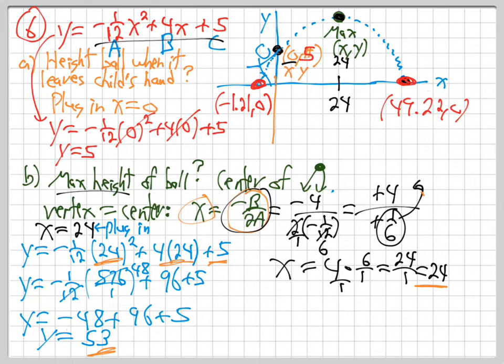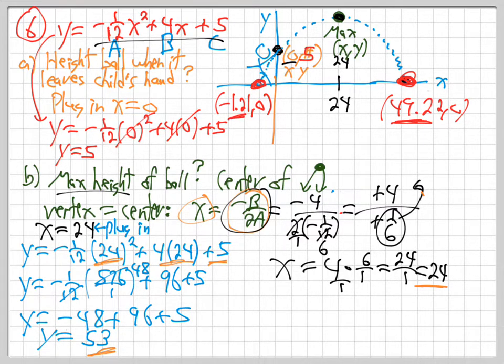See, math is just a tool. Math is not real. Math is just a made up tool to help us describe things that are real. So this child is throwing a real ball, and it's really hitting the ground right here, 49.22 feet away from where he released the ball.